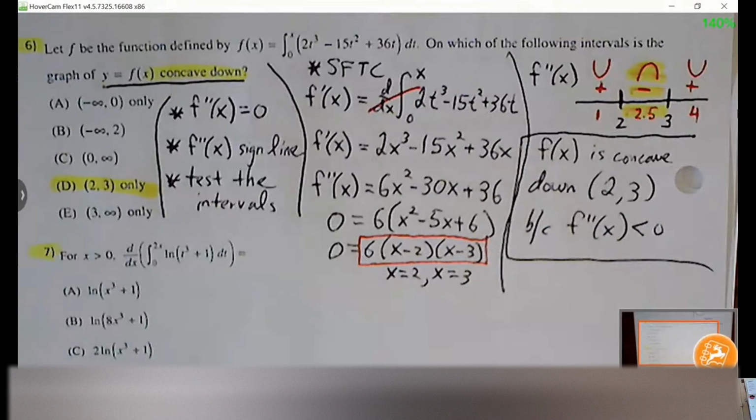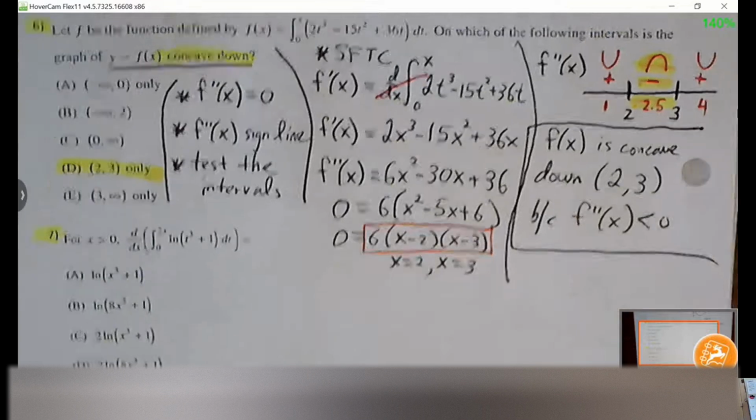Any questions here? All right, anybody still need this page? All right, here's number seven.